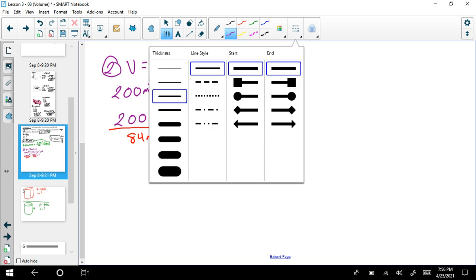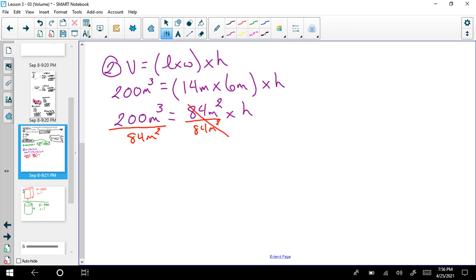Okay, let me just change this back. Perfect, so 200 meters cubed divided by 84 meters squared is going to give me 2.4 meters equals height, right? Because we have 3 meters up top, being divided by 2 meters on the bottom, so therefore we only have 1 meter left. So I have 2.4 meters is my height.